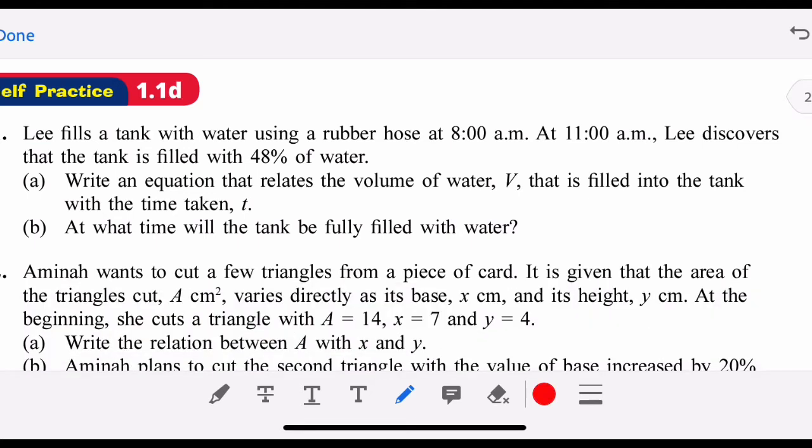Hello everyone. Today I'm going to discuss the exercise self-practice 1.1D. So let's see question number 1.